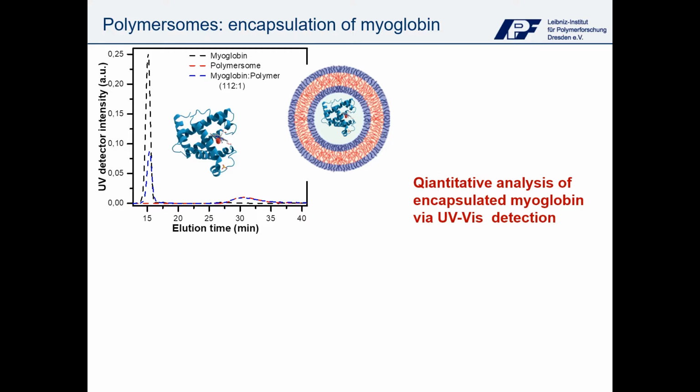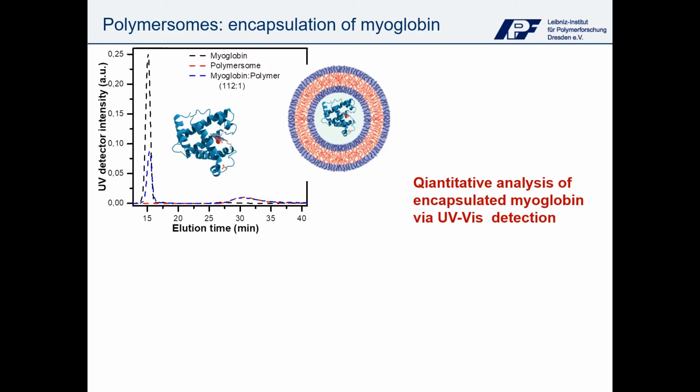In order to answer this question, we use again AF4 coupled to static light scattering, but especially to UV detection, in order to detect the myoglobin and also the polymersome. Myoglobin and polymersome have very different sizes. While myoglobin has about 17,000 Daltons, polymersomes have very big sizes of much more than 100 nanometers. UV detection of the myoglobin shows a clear signal, while the polymersome gives us, with or without myoglobin, the same signal.